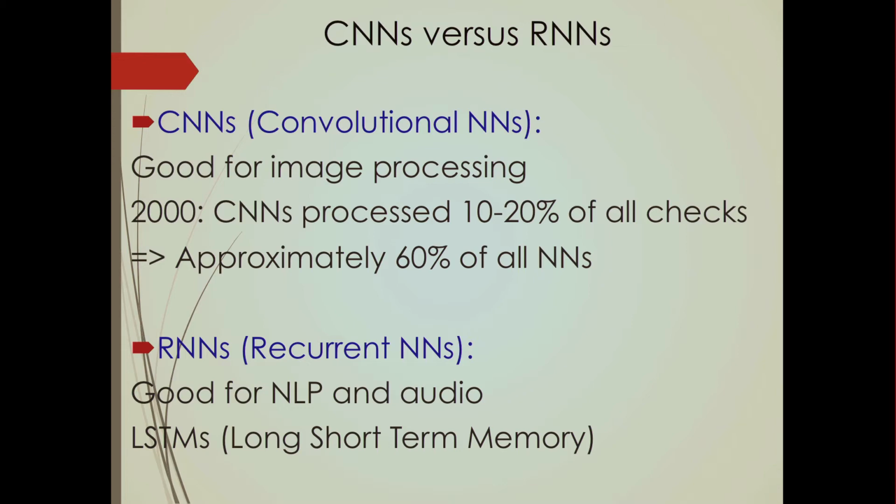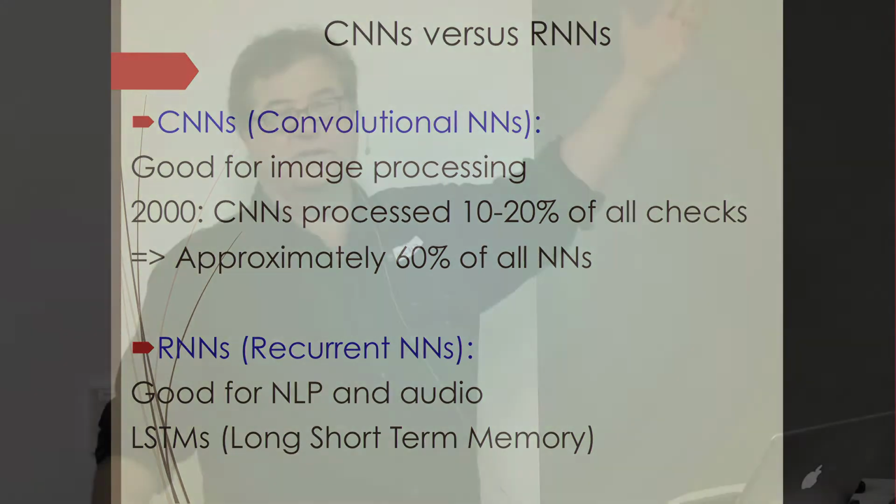So convolutional neural networks, about 60% of the neural networks are CNNs. As of last year, probably still pretty much the case as well. There's some things that you can do, image processing. You can also do audio as well. RNNs, recurrent neural networks, have some issues. It's a cluster of different types of neural networks. The darling of the hour, LSTMs, long short-term memory.